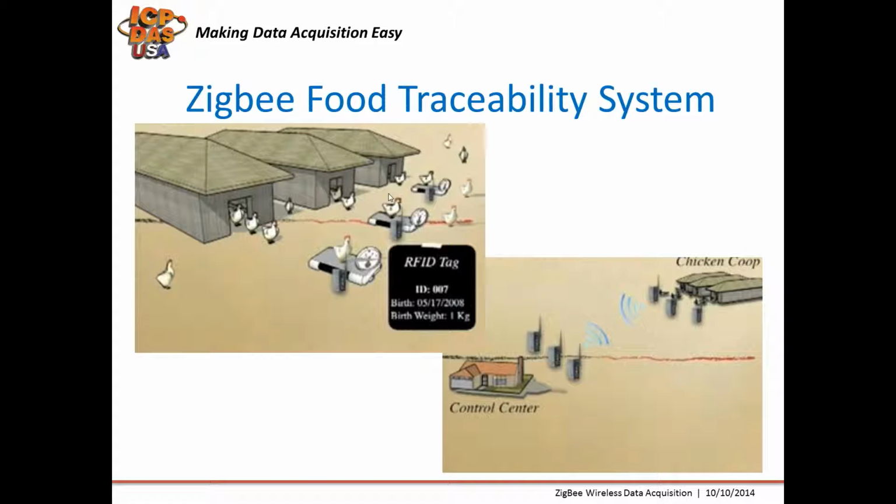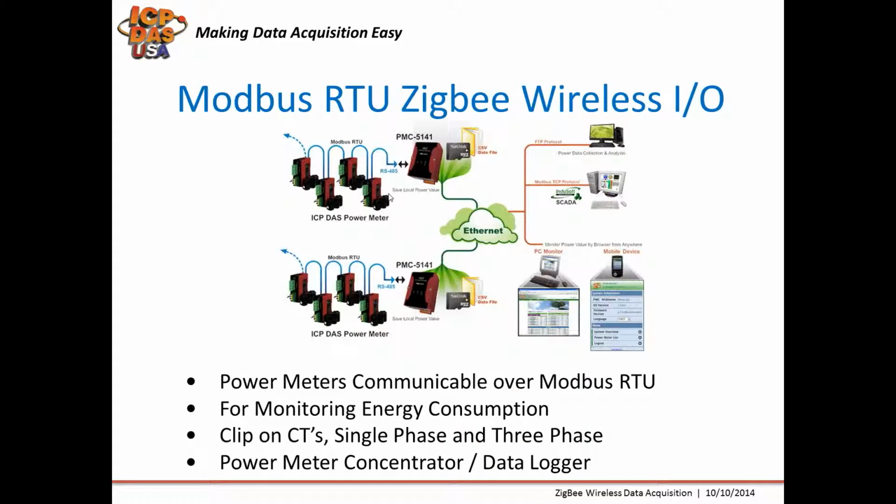Our ZigBee products are being used in food traceability systems for data collection and analysis of chickens, their weight over time. Chickens stroll around the coop, and each chicken has an RFID tag on its foot. As the chickens walk around, they randomly step on scales that are installed in the coop. The chicken's ID, birth date, and weight data is sent wirelessly from the chicken coop to a control center, which is 700 meters or 2,297 feet away.